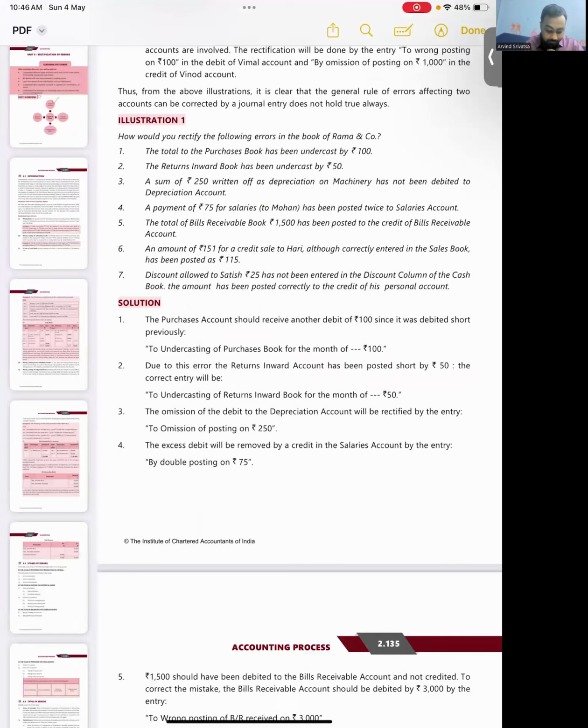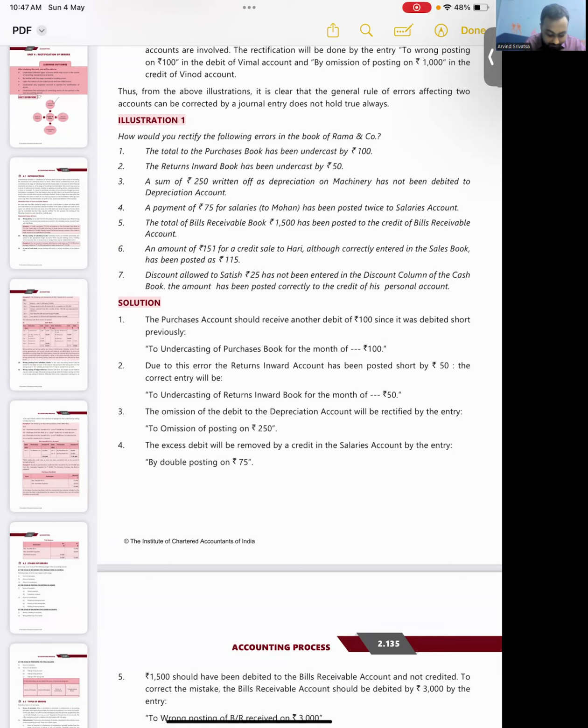And next, a payment of 75 for salaries to Mohan has been posted twice to salaries account. So what is the entry you'll pass for salaries? You'll pass your entry for salaries as salaries account debit 75 to bank account 75. That is your correct entry. That should have ideally been passed. But what has the management done? They passed the entry salaries account debit 150 to bank account 75. So bank has been correctly posted.